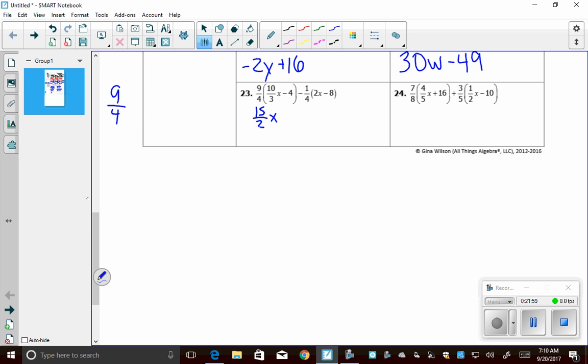Then I'm going to have to do 9 divided by 4 times negative 4 over 1, which will give me negative 36 divided by 4, which does reduce to a whole number of negative 9. So I'm going to do subtract 9.